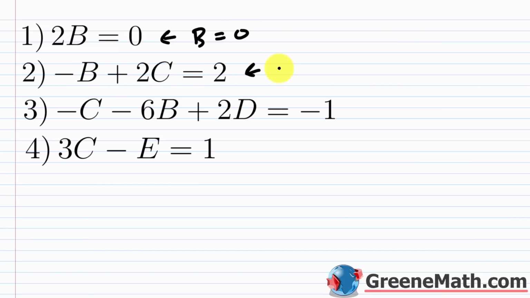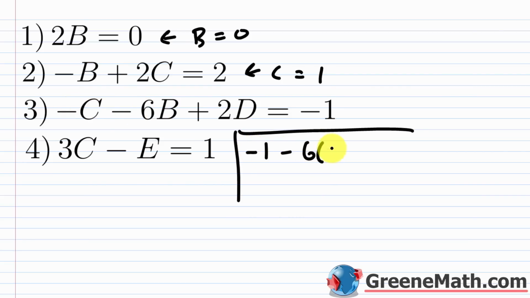Well, for this one, if you have 2c equals 2, you can divide both sides by 2, and you can find out that c is equal to 1. Then for this one right here, we could plug in. So let me say that I'm working on this one right here. So you'd have the negative of c, which is 1, minus 6 times b, which is 0, and then plus 2 times d, don't know what that is yet.